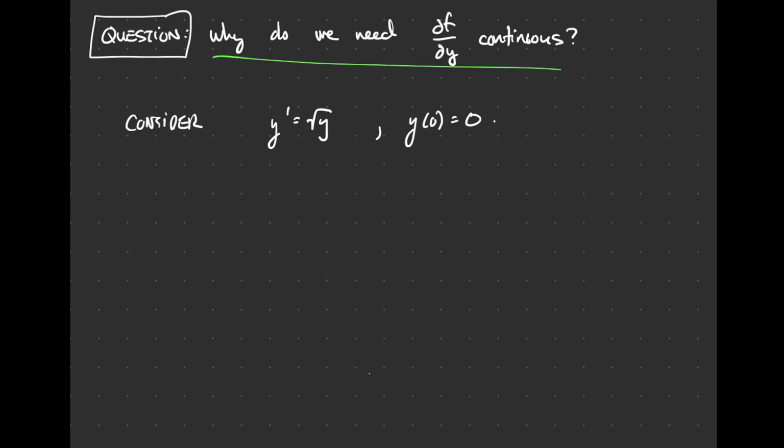So why do we need partial f, partial y to be continuous? Well, let's say we're interested in this problem. This is completely contrived, right? But the point is just to show you why. So y prime equals radical y. We can write it like this. It's a function of x and y on the right. You're not seeing an x. It's an autonomous equation, right?